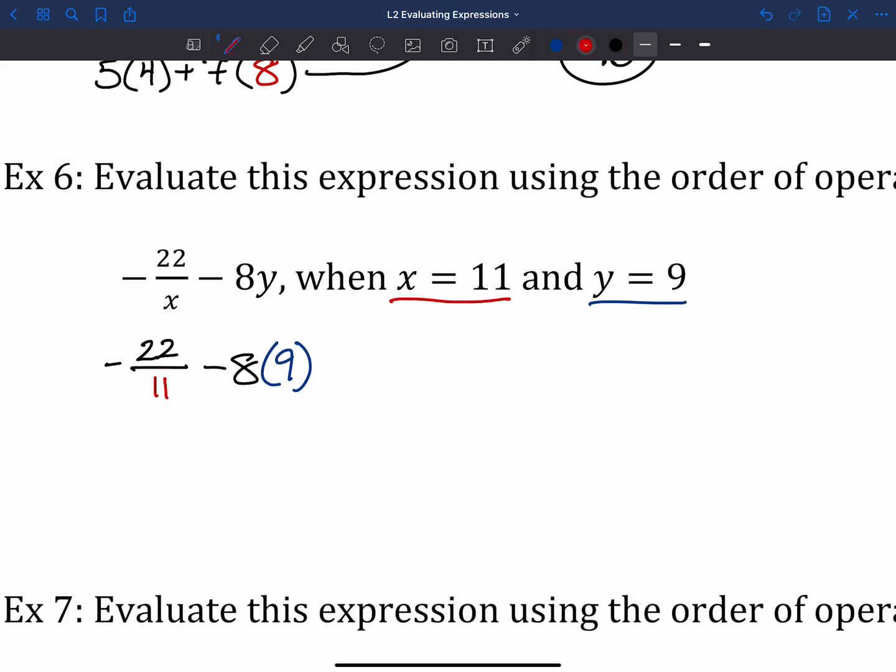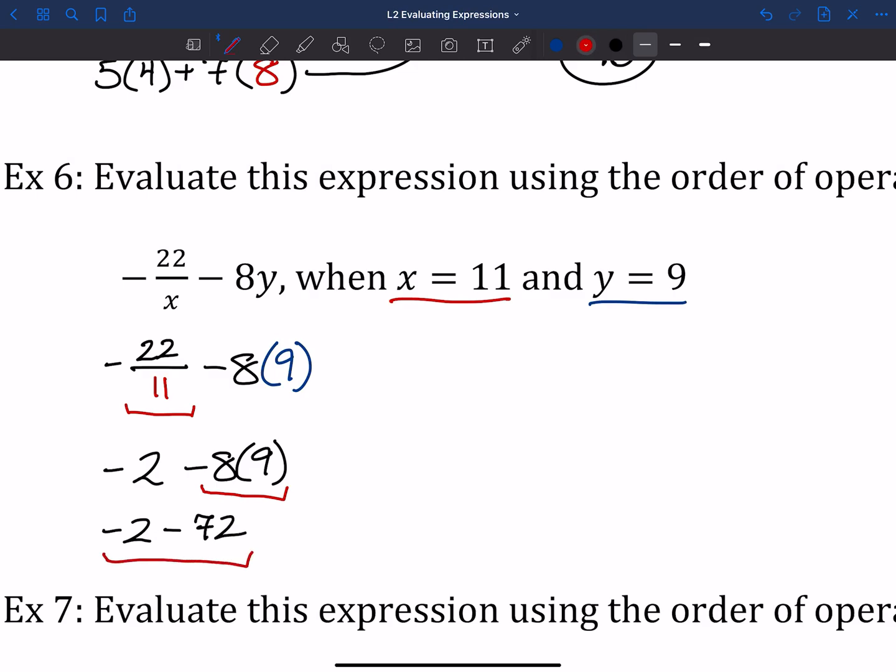Order of operations. We don't have any parentheses we can do anything in. We don't have any exponents. Moving on to multiplication and division. Right? So the division, let's take care of that piece first. Right? 22 divided by 11 is just 2. Right? After that, we've got this multiplication over here that we can take care of. This is negative 2. Now minus 8 times 9 is 72.